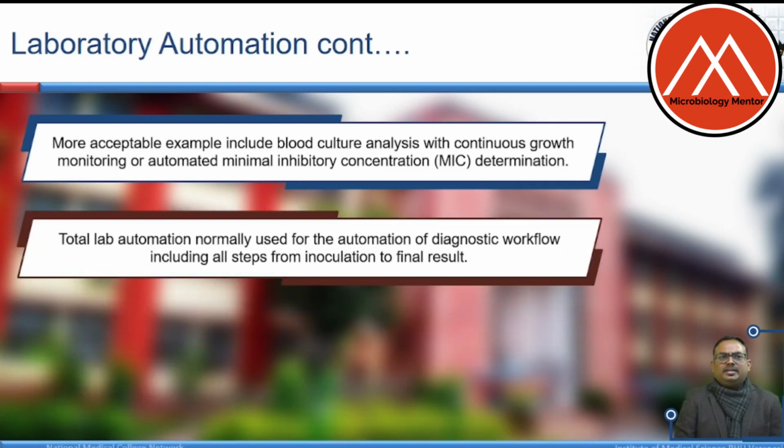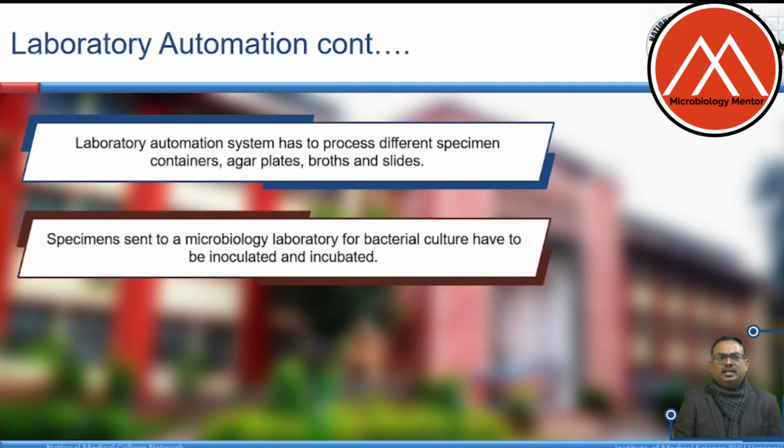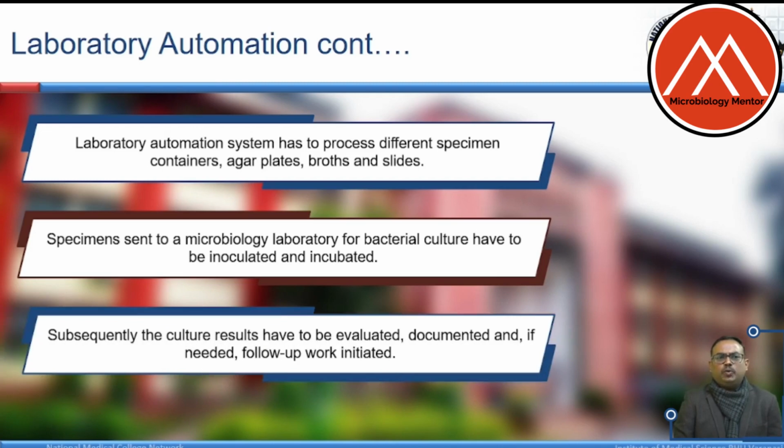Now, these are some of the individual automations. Apart from that, there is total lab automation which normally is used for the automation of diagnostic workflow, which includes all the essential steps including inoculation to the final results and reporting. Therefore, a laboratory which is performing complete automation has to process different specimens like containers, agar plate, broth and slides. At the same time, it has to inoculate various culture media and incubate. At the same time, they have to evaluate, document, and if needed, follow up the work if initiated.